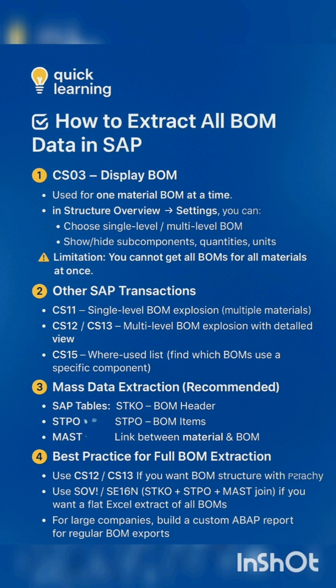There are some different mass data extractions which are recommended, like SAP tables STPO and MAST. And the other best practices for full BOM extraction are usage of CS12 or CS13. If you want your BOM structure with complete details, use SE16. If you want a flat Excel extract of all BOMs. For large companies, build a custom ABAP report for regular BOM exports.